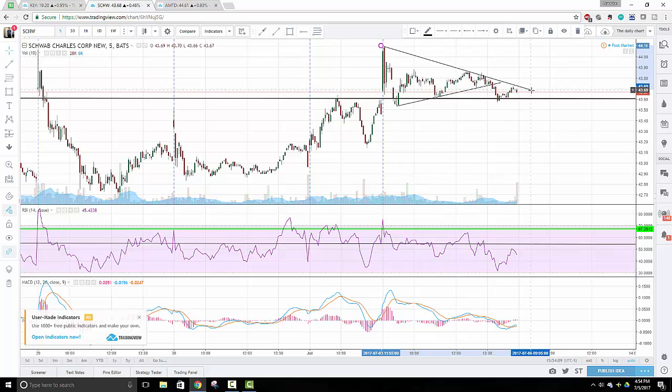You can draw this wedge a few ways. You can draw it like that, or you could draw it with this lower bar right here, depending on what your style is. But eventually, as you can see, if you were to draw this wedge, we break out here, test it again, move higher. But if you were to draw this wedge instead, we end up breaking lower, testing it, and moving slightly lower.